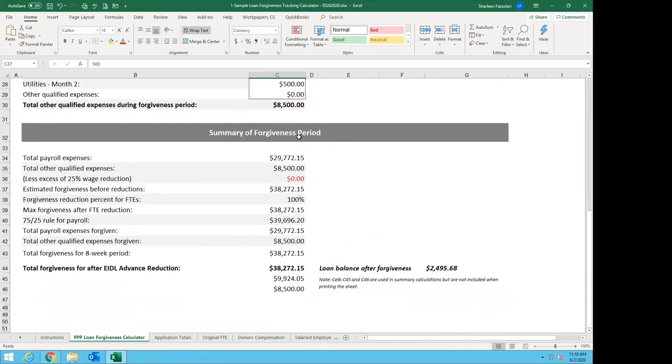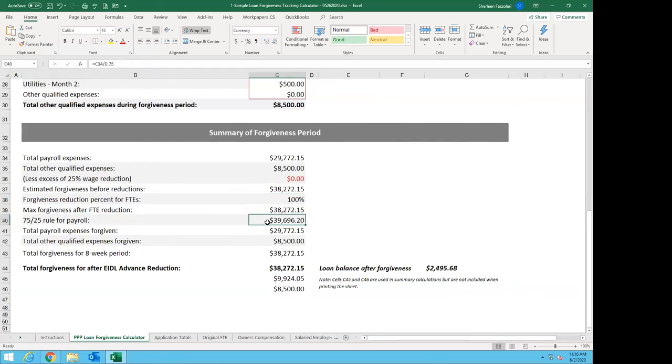So when we come down here, this just summarizes everything for you, pulling in all the payroll expenses and the other qualified expenses. If you have a wage reduction and you don't need any of the safe harbors, here's where that 25% wage reduction is going to come in. And this here, if you have full-time equivalent reductions, is going to show you what your percentage is.